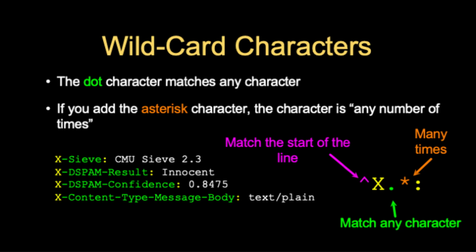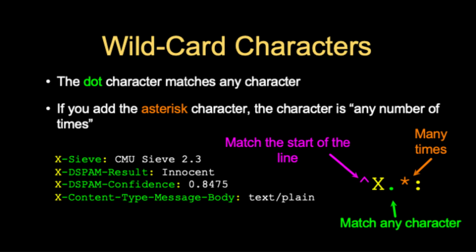The real flexibility begins with wildcard characters. The dot is a wildcard that matches any single character. For example, the pattern X.Z would match XAZ, XBZ, or XCZ. If we combine the dot with the asterisk, meaning 0 or more of any character, we get a very broad pattern. The pattern ^X.*: would match a line that starts with X, is followed by any sequence of characters of any length, and ends with a colon.